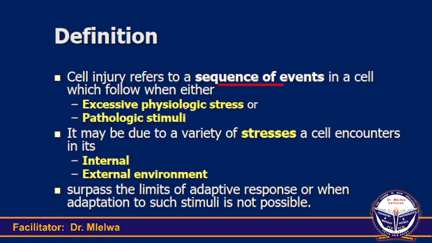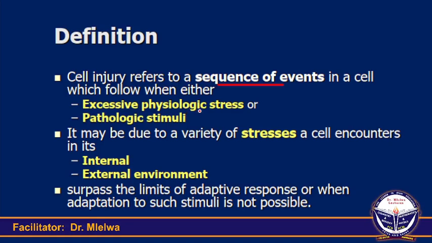If it's in its normal condition, it is physiological stimuli. It's just a normal physiological stimuli. But if it exceed its normal amount, it becomes a stress, because a cell now will start to struggle. How can it fight with that excessive stimuli? So that's what you call the excessive physiological stress.